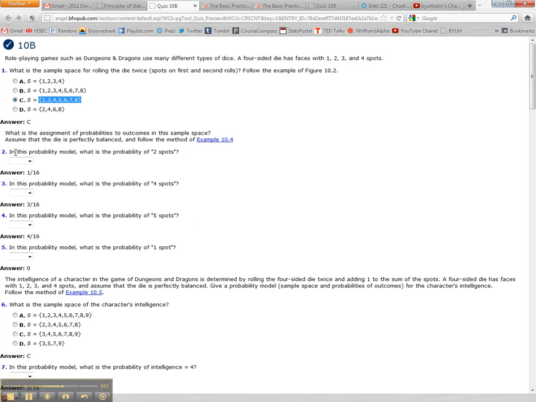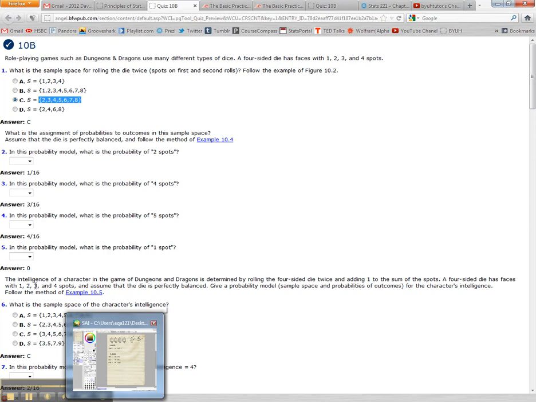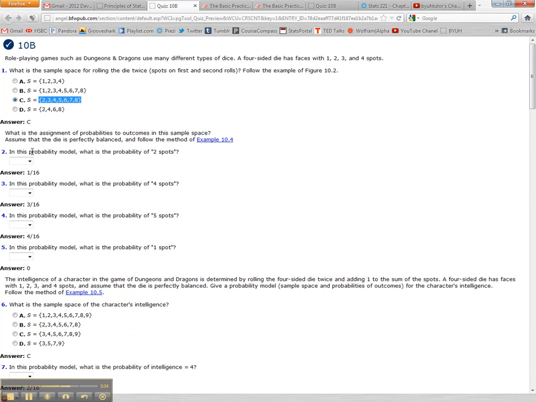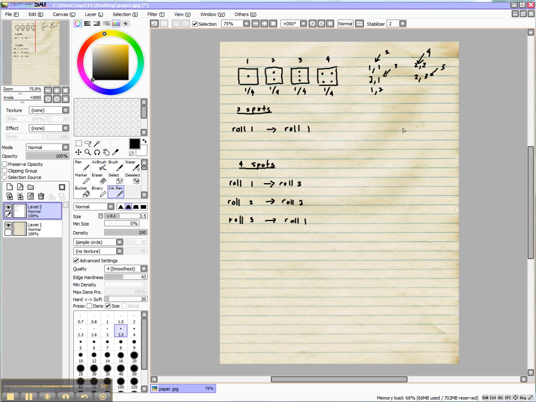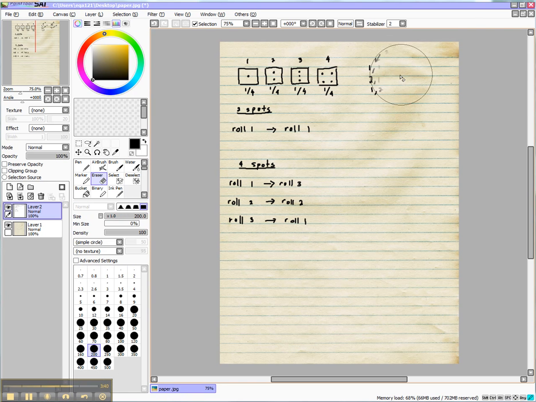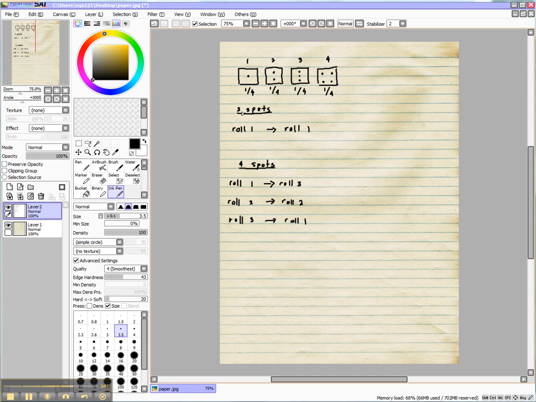So the second question, it says, what is the assignment of probabilities to outcomes in the sample space? Assume that the die is perfectly balanced and follow the method. And they give you a method, but I don't know how much it actually helps looking at example 10.4. But I'm going to show you what I think will help you solve for it with my drawing here. So question 2 is asking, in this probability model, what is the probability of 2 spots? So right here, I wrote down 2 spots.